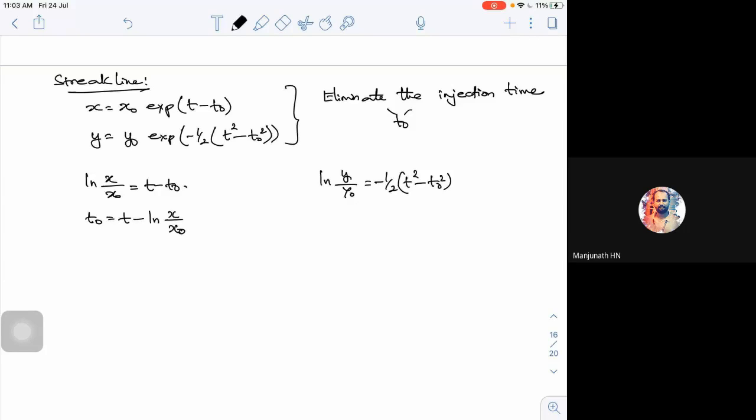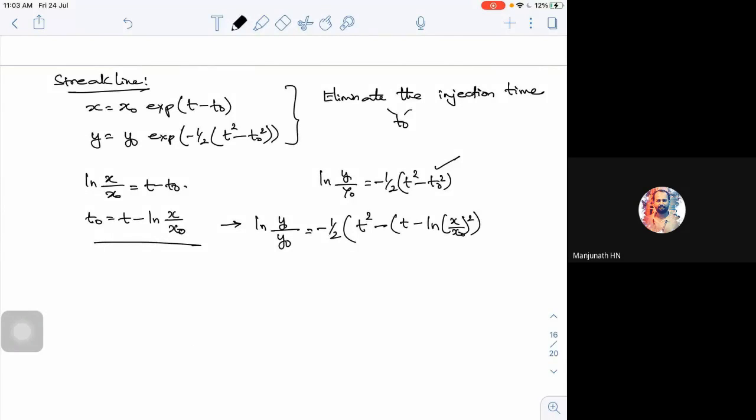So I'm going to substitute this particular equation, t naught, in this equation for t naught square. If I substitute, what I'm going to get is ln of y by y naught is equal to minus 1 by 2 into t square minus this t minus ln of x by x naught whole square.